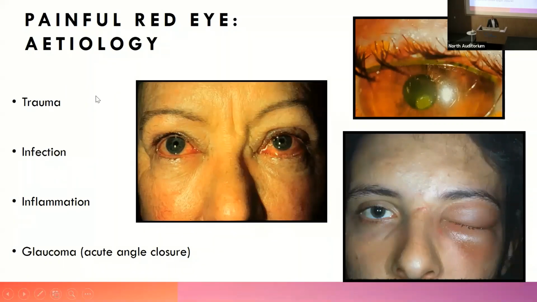Very broadly speaking, etiology of painful red eye: trauma, infection, inflammation, and then angle-closure glaucoma I talked about right at the start, right? So they're the four broad categories to think about in terms of painful red eye.